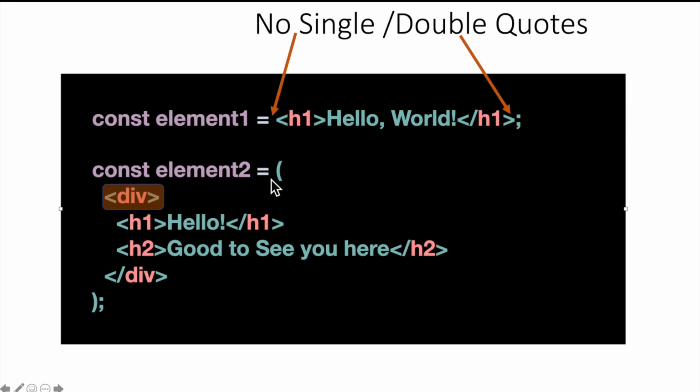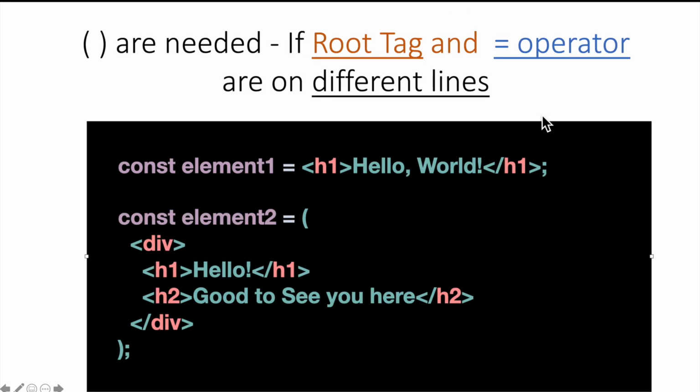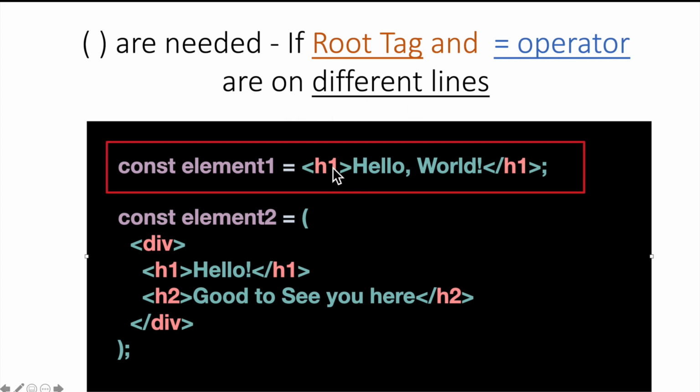And similarly over here also. You can see that there are no single or double quotes at the beginning or at the end of the JSX expressions. Let us next discuss about brackets. Brackets are needed if the root tag and the equals operator are on different lines. Let's examine this point. Here in this example, we have the equals operator over here and the root tag right next to it on the same line. So we don't need to use brackets.